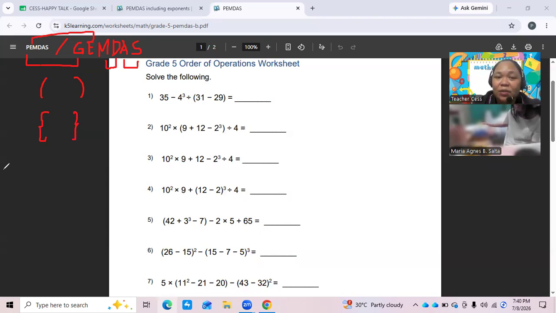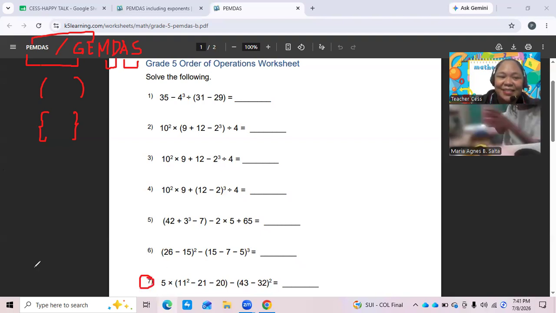But before that, I will give you two examples. Then the remaining examples will be answered on your own. Okay? Are you ready? Which one would you like to do? Oh, you want me to answer? What number would you like? Number 7. You want me to answer this number 7?